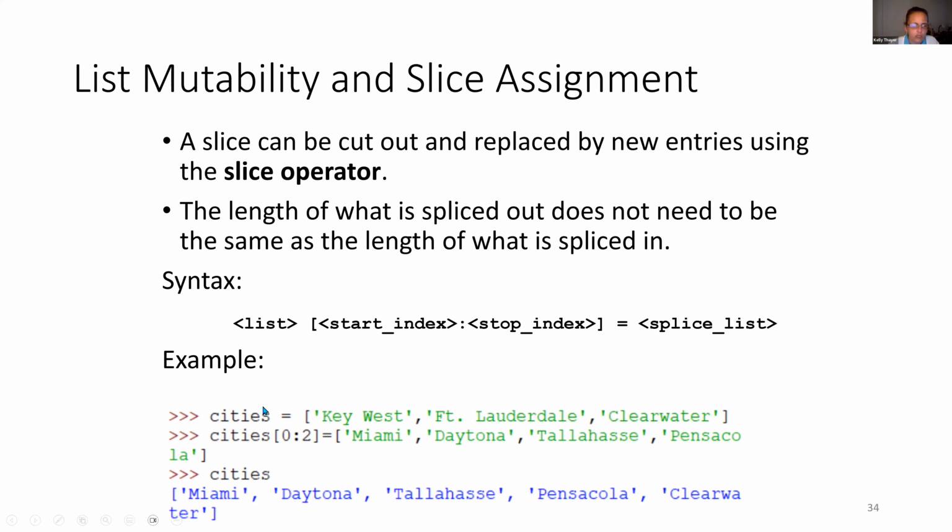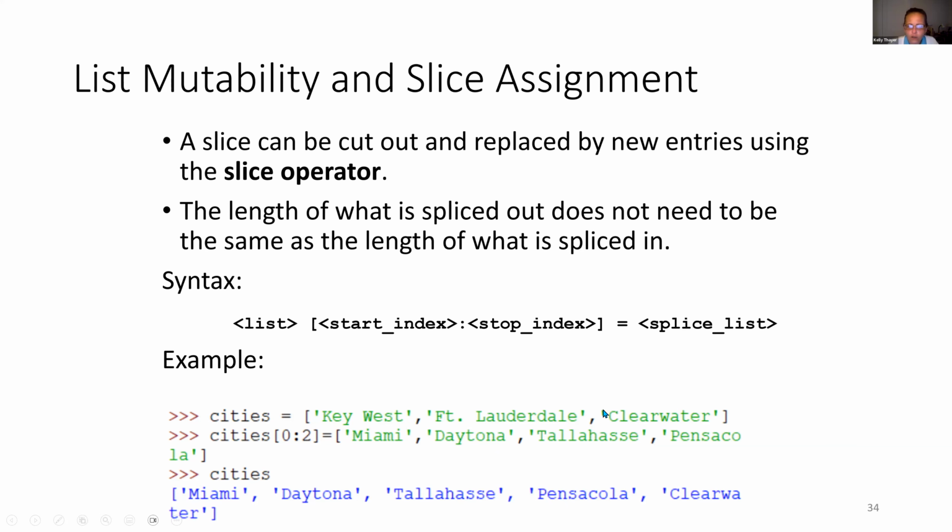Let's take a look to see how this would work. Here we have a list called cities. Now we're going to make a selection of cities from 0 up to but not including 2. 0, 1, 2. So we'll select Key West and Fort Lauderdale. It's like these are highlighted. Now we press delete, but the cursor is still there and we paste in the contents of whatever list was mentioned. All of these cities. So Miami, Daytona, Tallahassee, and Pensacola. There's a lot more than what we highlighted, but that's okay, that works.